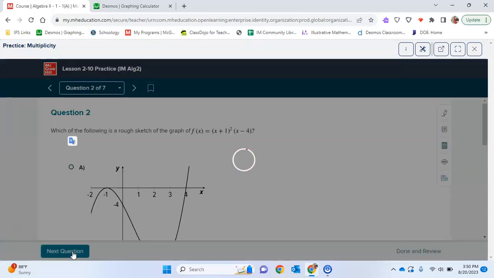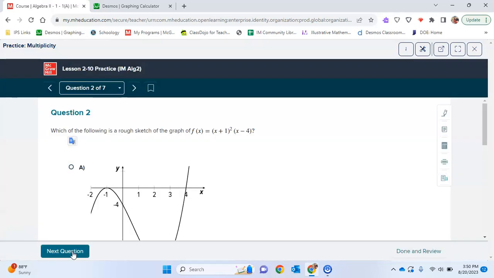Question 2. Which of the following is a rough sketch of f of x equals x plus 1 times x plus 1 times x minus 4? Alright, it has two factors that are x plus 1, so it's going to have a 0, and it's going to touch it at negative 1. Negative 1 plus 1 is 0. It's going to have another 0 at 4. Both of these do. The y-intercept is going to be 1 times 1 times negative 4, which is negative 4.